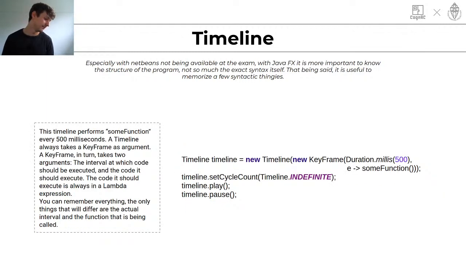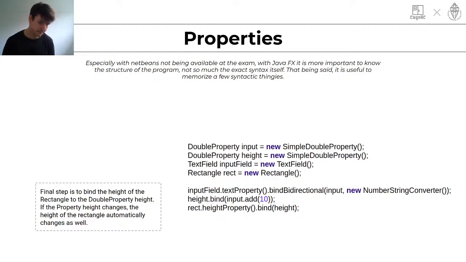Yes? Couple more questions. What is a number string converter? Okay, number string converter: an input field or a text field is always a string. Even if I write an integer or a double in there, Java still treats it as a string. So the number string converter basically converts it from a string to a double.